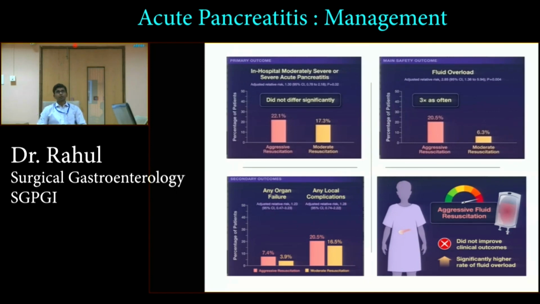But there was no difference in any organ failure or any local complications in both the arms. So the conclusion was that aggressive fluid resuscitation should not be done, but it should be more goal directed. A moderate amount of fluid should be administered, and this helps in improving the symptoms related to fluid overload and does not affect the outcome of the pancreatitis.